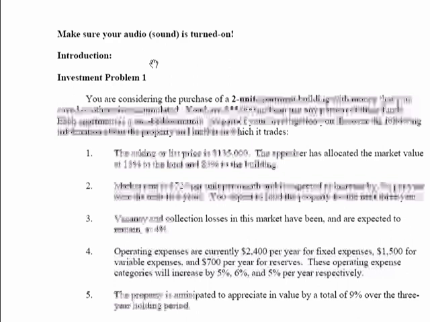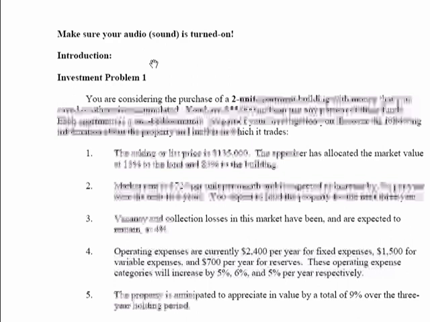Now, the operating expenses will increase by 5%, 6%, and 5% per year, respectively. So what this is saying is that for the first year, the fixed operating expenses will be $2,400, but the next year it's going to be 5% higher. And in the first year, the variable expenses are $1,500, but next year it's going to be 6% higher, and it's going to increase by 6% each of the subsequent years. And the same with reserves. Why do we have different increases? Maybe variable expenses, for some reason, we expect to increase a little bit faster than fixed.